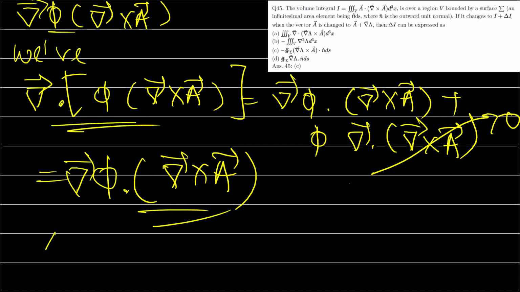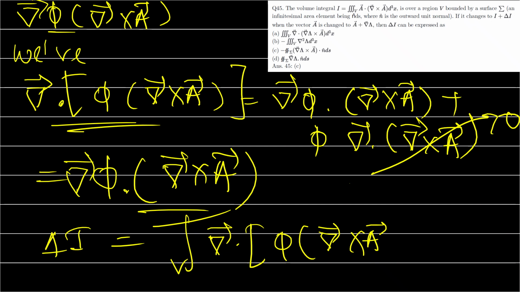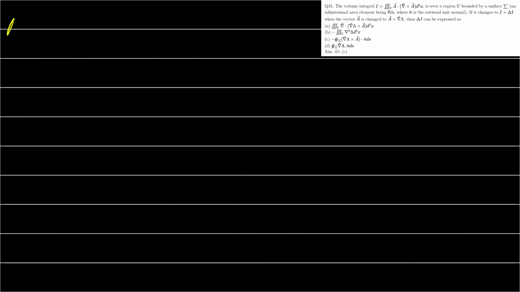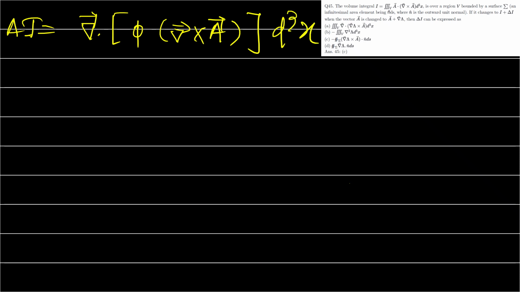So the integral will be delta I equal to the integration over V of the divergence of phi into curl A, dV. Now by using the Gauss divergence theorem we can write delta I equal to the surface integral of phi curl A, dS. Now let's solve this again in order to match with the options.